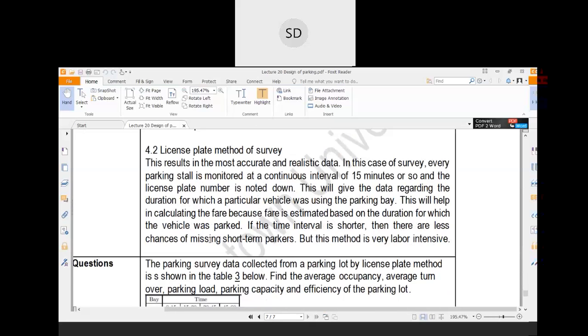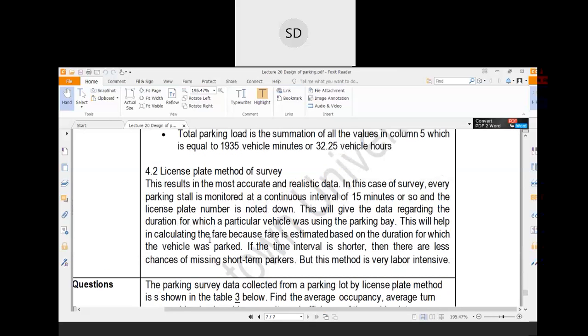Then another important method is the license plate method. In the license plate method, it is like the in-out survey, but you have to mark the license plate. This results in the most accurate and realistic data. In this type of survey, every parking stall is monitored at a continuous interval of 15 minutes or so, and the license plate number is noted down. So every 15 minutes you will note down the license plate numbers of different vehicles, and from that time-to-time data you will find out how many vehicles have entered the area and how many have exited from that area.